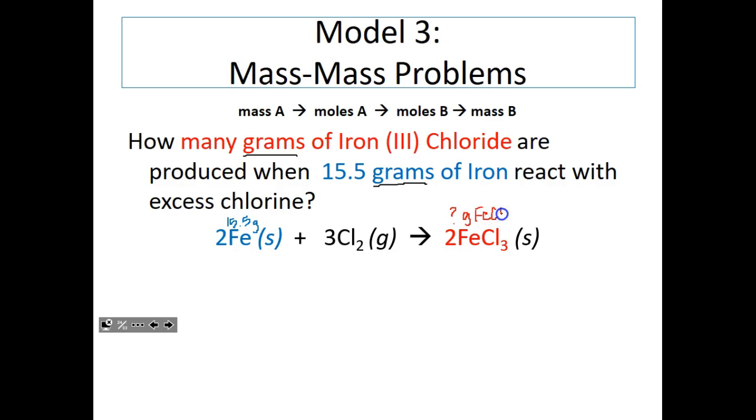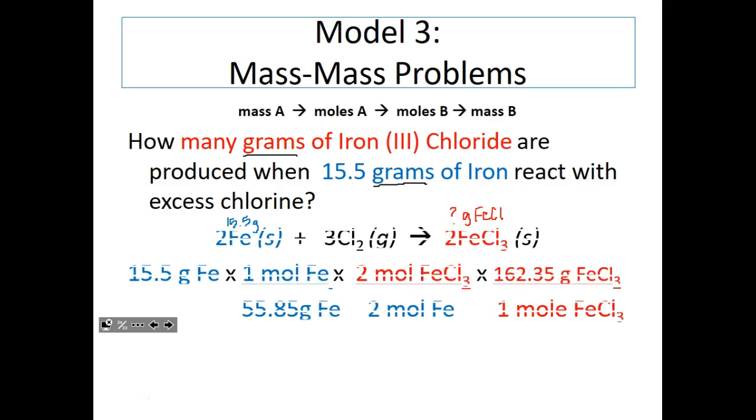Okay. So after we have our balanced equation, our next step is going to be just to rewrite our given, right? So I've rewritten our given up here, 15.5 grams of iron. And then we want to convert that to moles so that we can use the mole ratio from the balanced equation. So to go from mass to moles, we simply divide by the molar mass. So 55.85 grams of iron, that's the molar mass. So the first step in these mass-to-mass problems is to divide by the molar mass of your given.